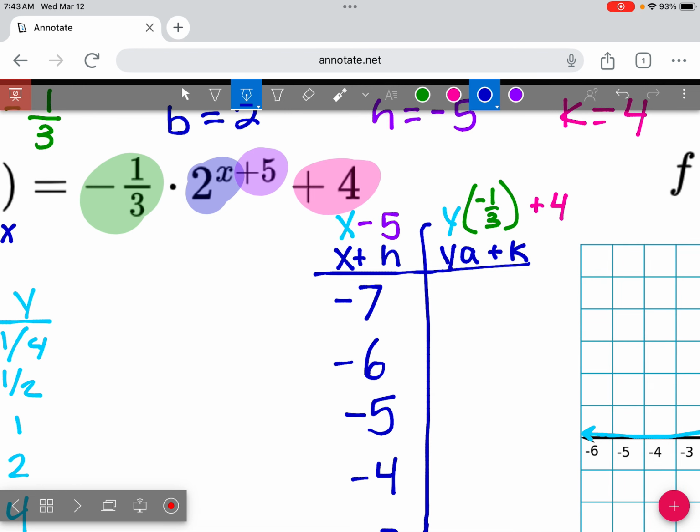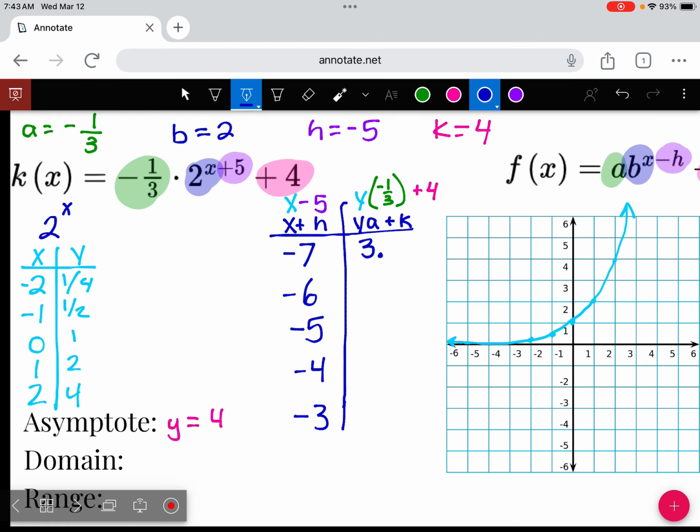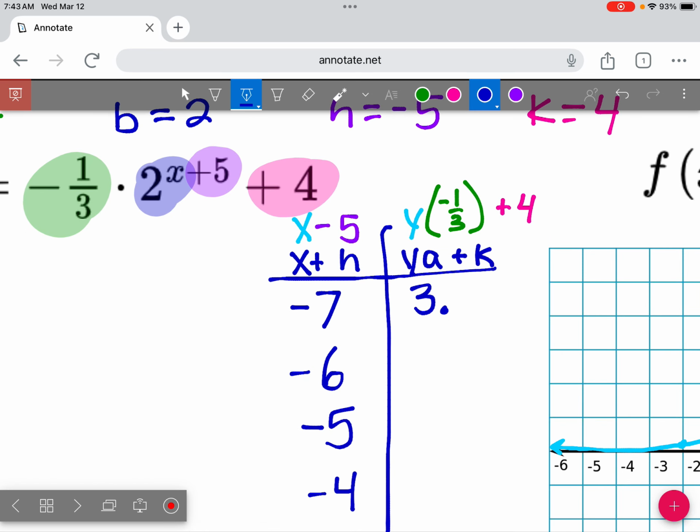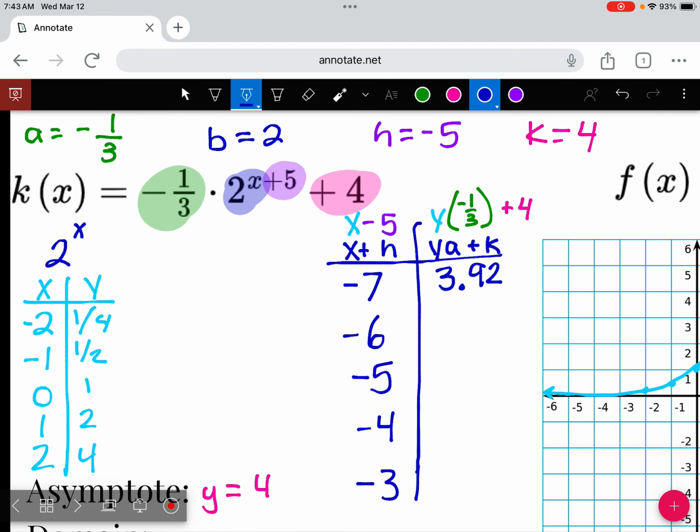We should get 3 and 11/12, which will be 3.8, 3.9-ish. Right? What do we get decimal-wise? The first one? 3.92. I was going to say, I was doing it in my head. I was getting it close. I'm like, that's about as far as I could go.